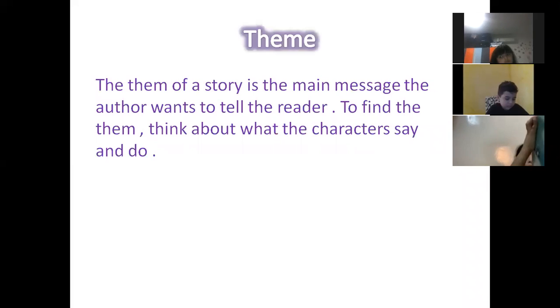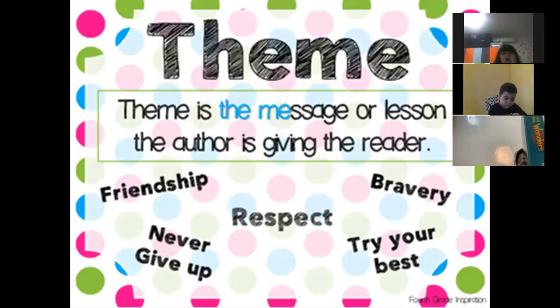What's the meaning of the theme of the story? The theme is the message or the moral lesson of the story. So what's the theme again? The theme of the story is the main message the author wants to tell the reader. To find it, you should think about what the characters say and do. So, how can you figure out the theme of the story?